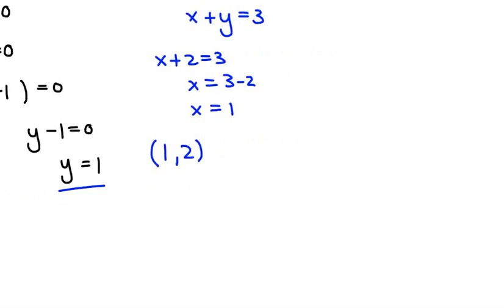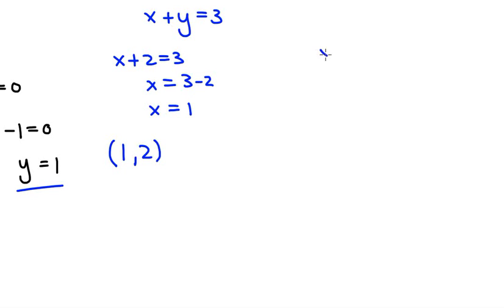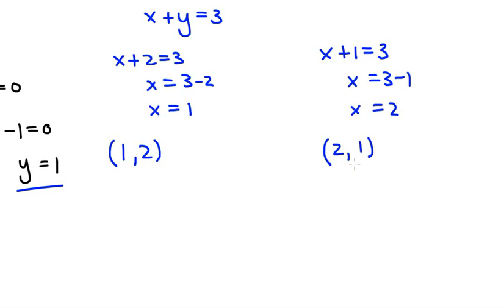Now we're going to look when y is equal to 1. So x plus 1 equals 3, x equals 3 minus 1, x equals 2. So again, when y is equal to 2, x is equal to 1, and when y is equal to 1, x is equal to 2. So these are the 2 points of intersection.